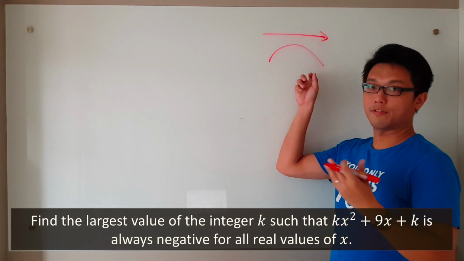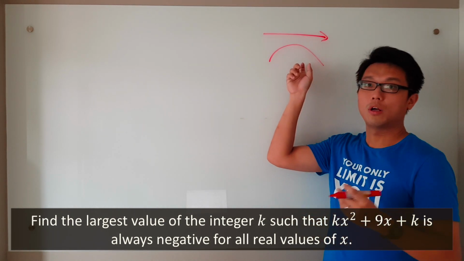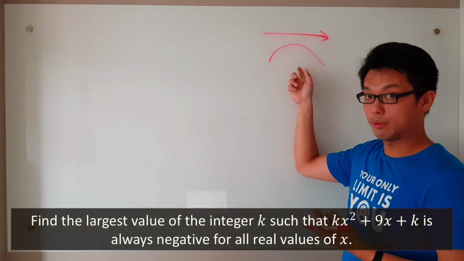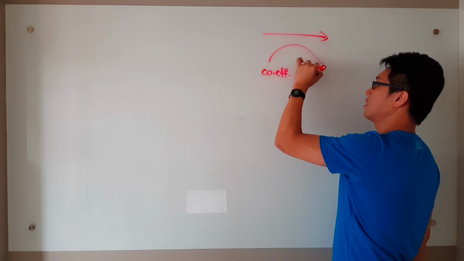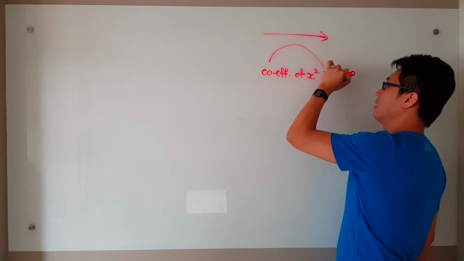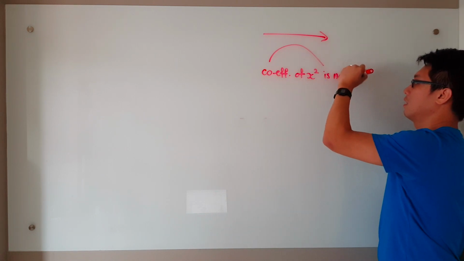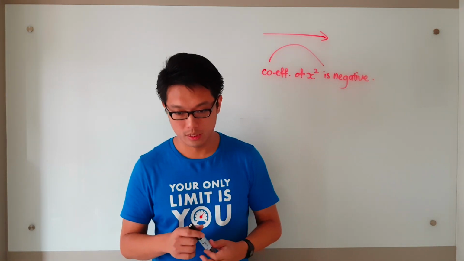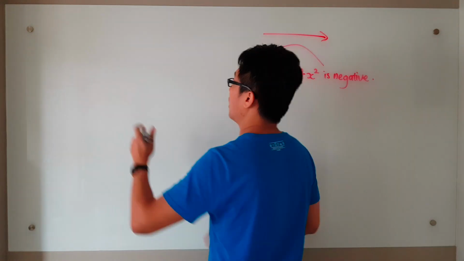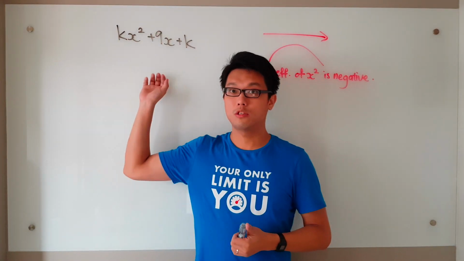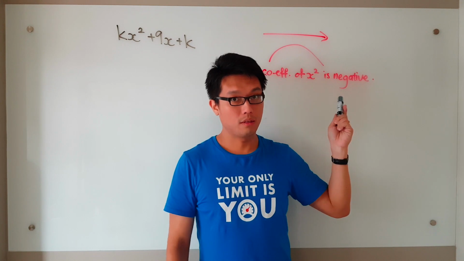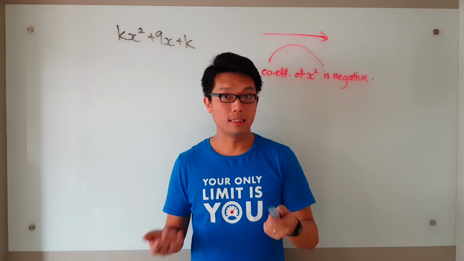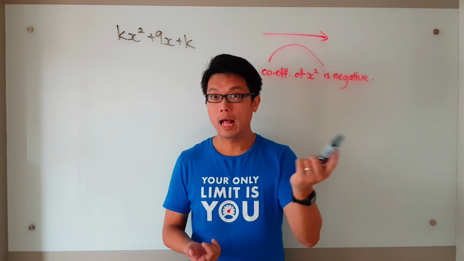Then we will notice, sad face graph, negative. This will imply something about the coefficient of x squared: it has to be negative. Bear this in mind. Going back to the equation, which is kx squared plus 9x plus k, we want this to be always negative. It means that this has no real roots. No real roots means that this discriminant has to be less than 0.